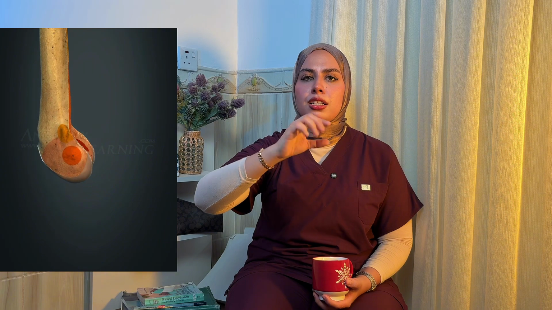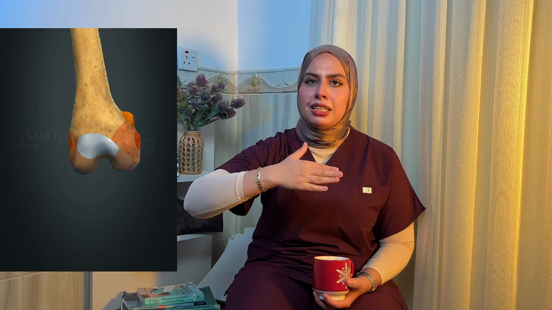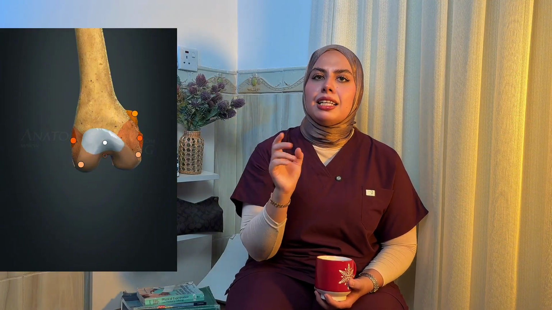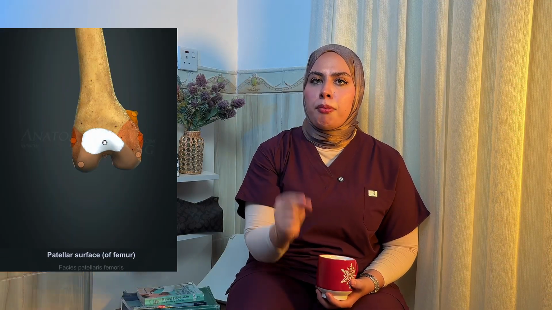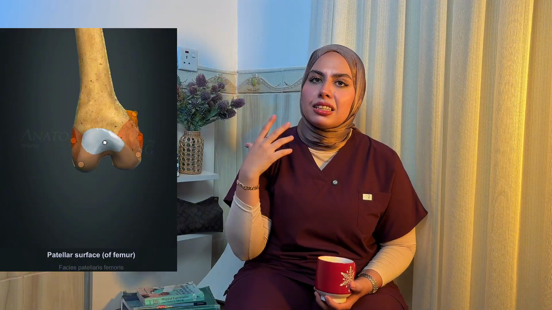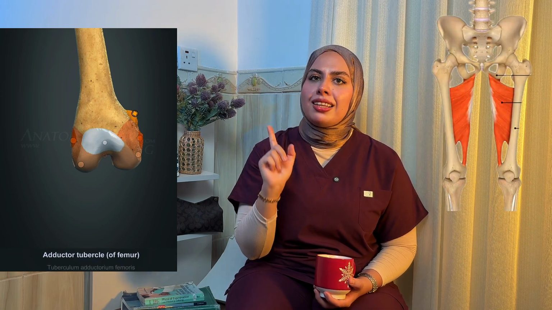On the anterior surface, we have two things. We have the patellar surface, which is on the anterior part. It's exactly posterior to the patella, the place where the patella, which is a sesamoid bone, attaches to the femur. It's called the patellar surface. Easy, right? And then above the medial epicondyle, we have a tubercle called the adductor tubercle. Why adductor tubercle? Because an adductor muscle attaches to it, the adductor magnus.